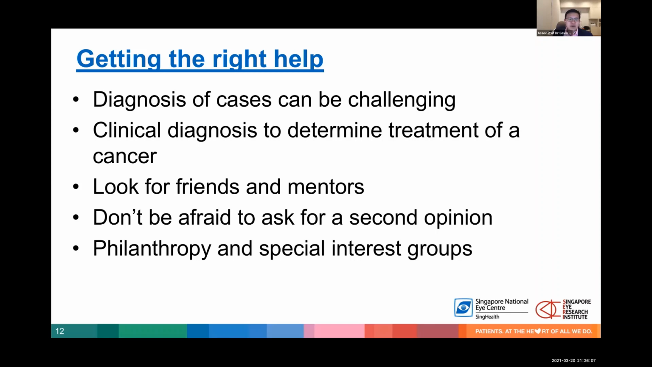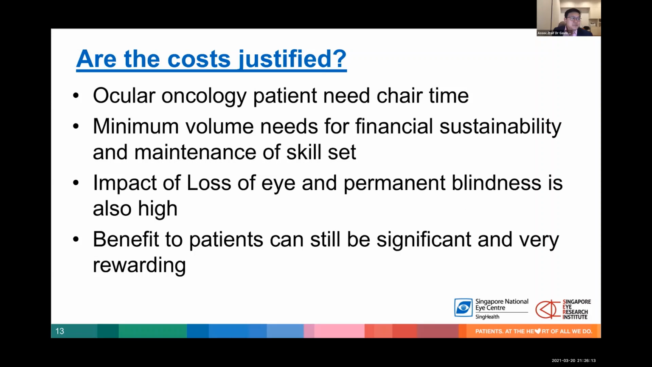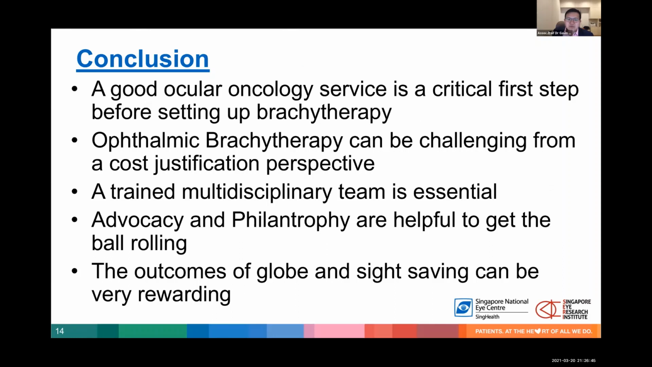Then, of course, at the end of the day, you really need to figure out how to justify the cost. I mean, ocular oncology services is something that needs more chair time. You kind of need a minimum amount of volume for financial sustainability and maintenance of skill set. But I think it's not something that's impossible to justify when you look at the impact of loss of eye and permanent blindness. And really, once you've got this going, the benefit to the patient and the reward to the physician can still be significant and very, very satisfying. So yeah, just to conclude, in my own experience, having a good ocular oncology service is the first important step.